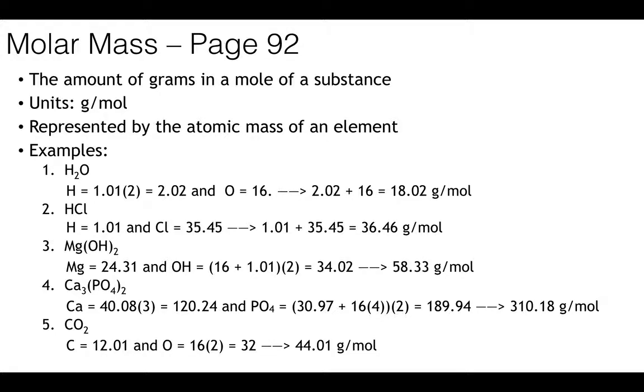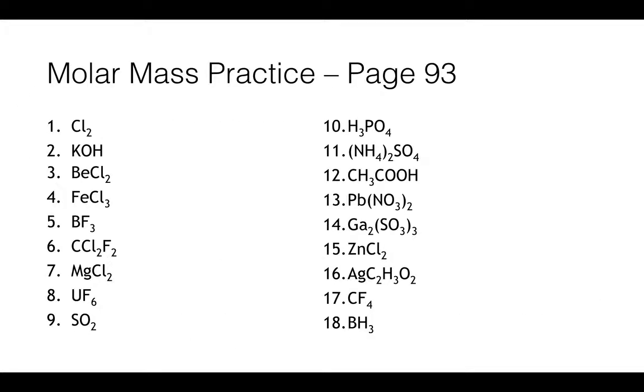And then we have carbon dioxide. So carbon is 12.01, and we have 2 oxygens, so 2 times 16 is going to give us 32. And we're going to add those two together to give us a total molar mass of 44.01 grams per mole for carbon dioxide. Go ahead and try these on your own, and we're going to go over the answers in class.